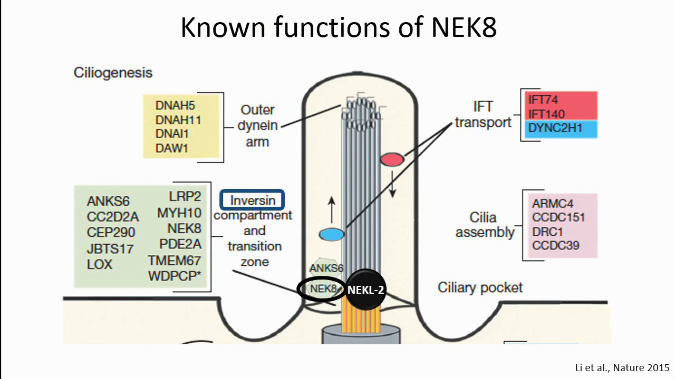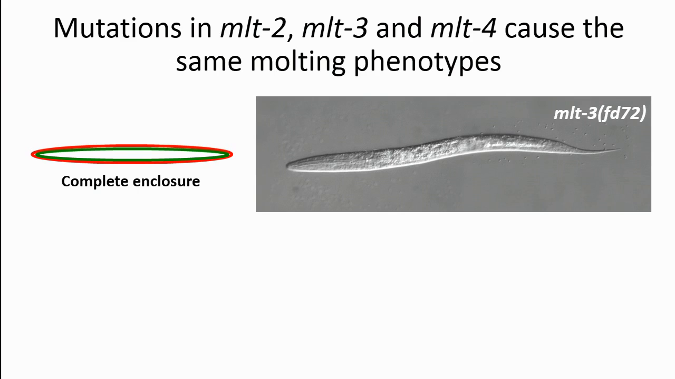It's expressed in the inversin compartment of primary cilia, and we identified exactly the same phenotype, and when we mapped the mutation, it was in MALT4, which is the ortholog of inversin. Furthermore, we found the same phenotype in ANGS6 and ANGS3, which are all parts of this same compartment in primary cilia in humans. So MALT2, MALT3, and MALT4 are causing the same phenotypes: complete enclosure in knockouts, or in hypomorphs we can see the corset phenotype.